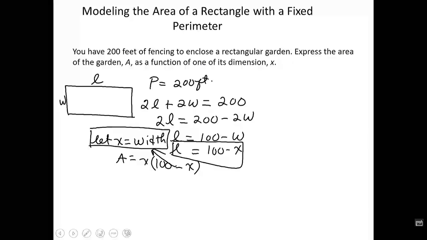But it says express the area as a function of x. So I should be writing A of x. So A of x is 100x, x times a negative x, so minus x squared. And of course, area is in square units, so this would be square feet. So we've expressed the area of the garden as a function of one of its dimensions, x. So A of x is equal to 100x minus x squared, square feet.